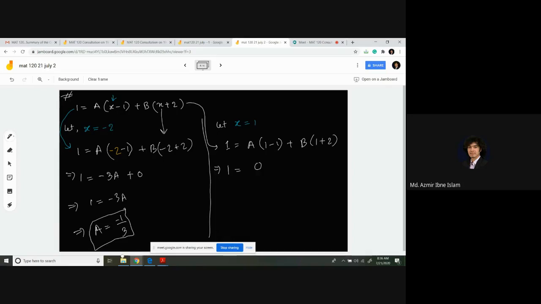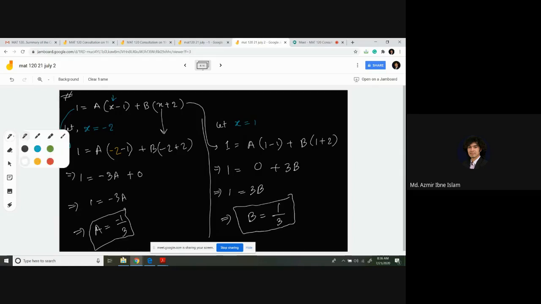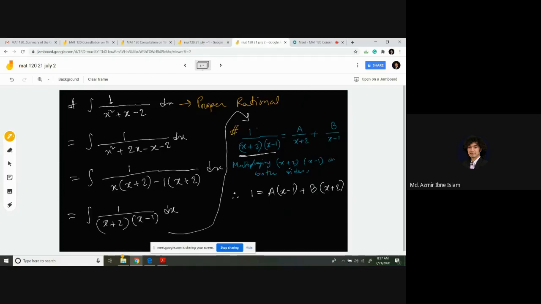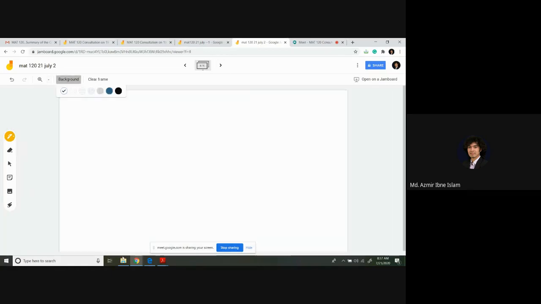1 equal to, here we are getting 0 plus 3b. So 1 equal to 3b. That means b equal to 1/3. Finally, we are able to find the constants a and b from this relation. So let's come to this one. From this one, we have decomposed this function as a by something and b by this one. So let's come from that part.